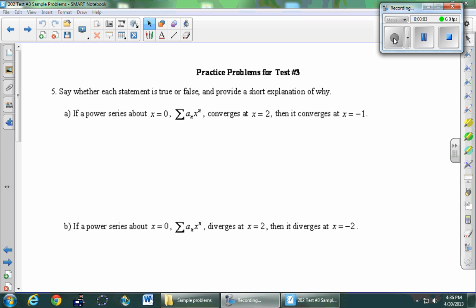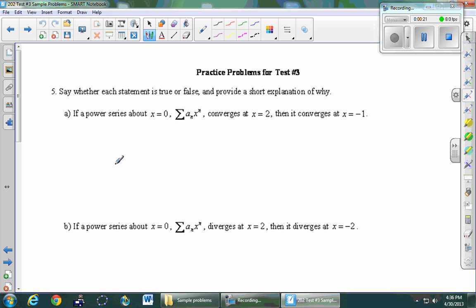This is problem number 5 on the practice problems for test number 3. Say whether each statement is true or false and provide a short explanation of why. A, if a power series about x equals 0, summation a sub n x to the n converges at x equals 2, then it converges at x equals -1.